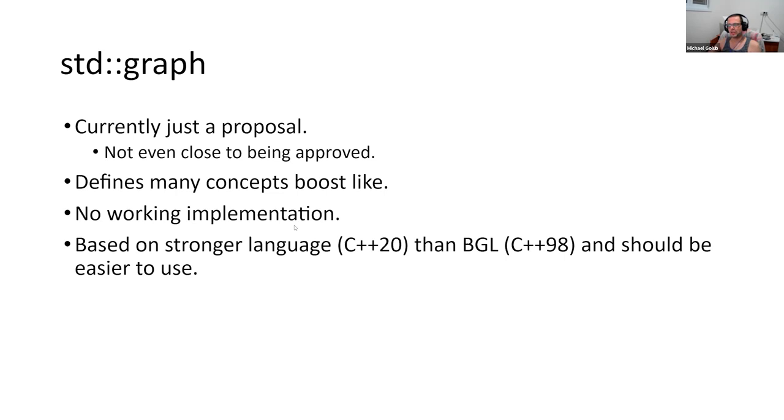In general, the authors of the proposal learned a lot from Boost graph library and want to make it simpler. What also makes it simpler is that it is for C++20 and not for C++98. So at least you have a standard unordered map, which couldn't be taken for granted back then. Or you have lambdas, so perhaps your property maps should be just callables and not something different.